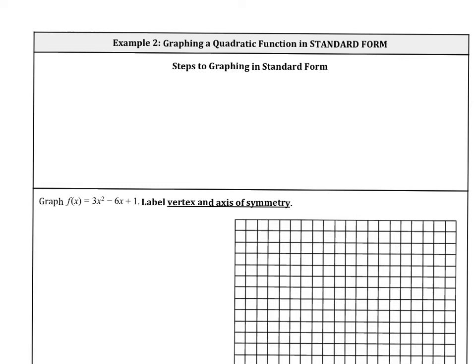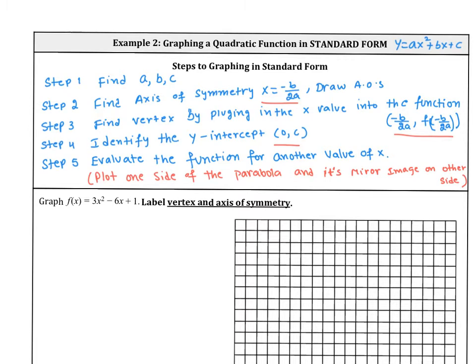Example number 2, graphing a quadratic function in standard form. This is the continuation of chapter 2.2, characteristics of quadratic functions. Step number 1, to find ABC. Actually, this is called identify from the graph. So identify the ABC from the equation or from the function.